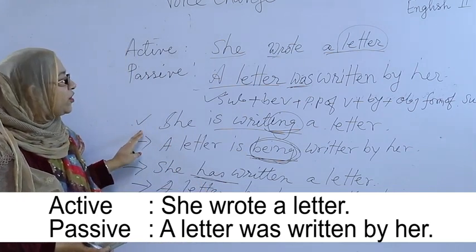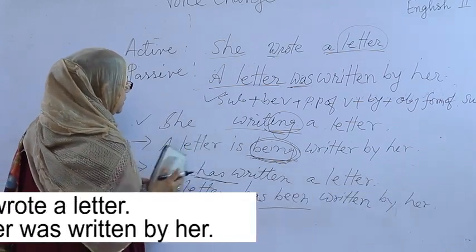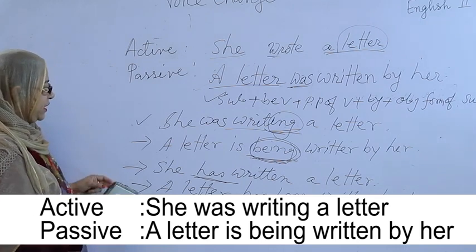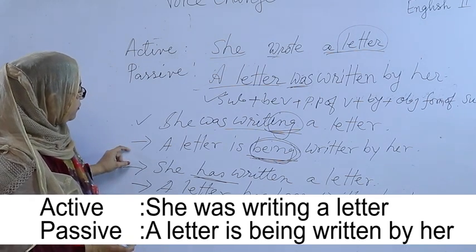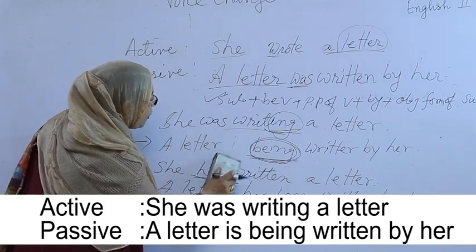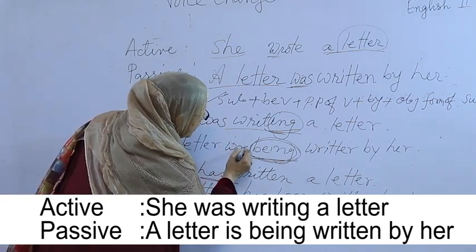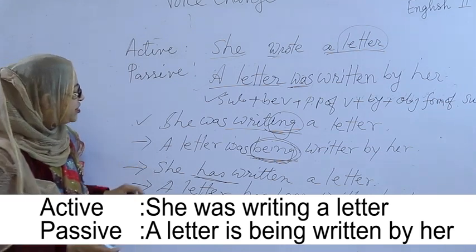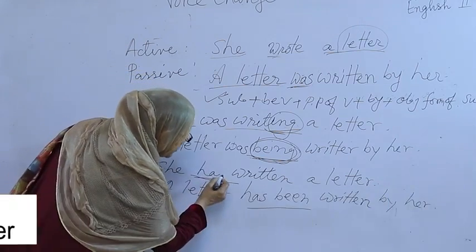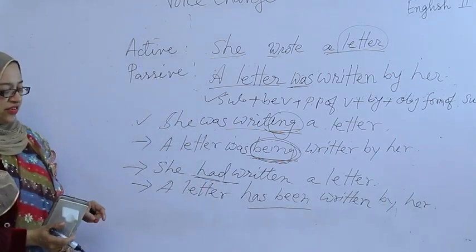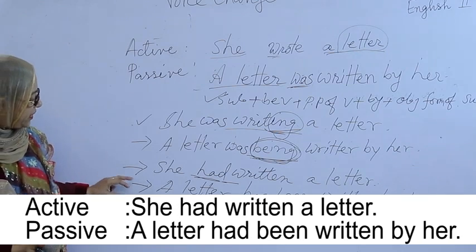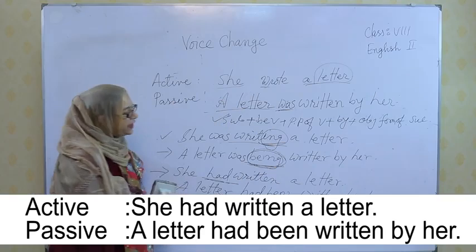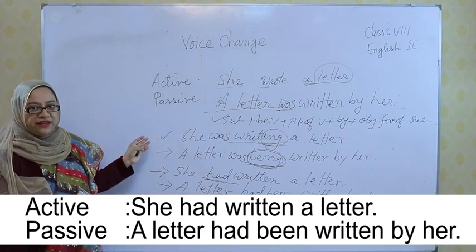And then we see the continuous form, past continuous: she was writing a letter. When I change it into passive, I only change to a letter was. A letter was being written by her. And then the past perfect form: she had written a letter. When we turn it into passive, we only change to a letter had been. So it is very easy if you concentrate on it.